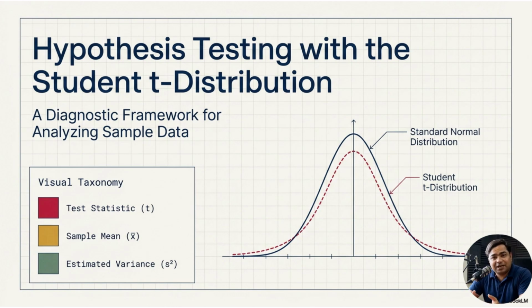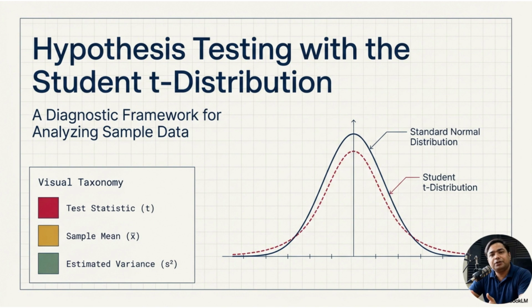Today, we are going to study hypothesis testing using the student t-distribution. In statistics, we often want to make a decision about a population. For example, we may want to know whether students in one class perform better than the national average, whether a new training method improves physical performance, or whether two groups have different mean values.